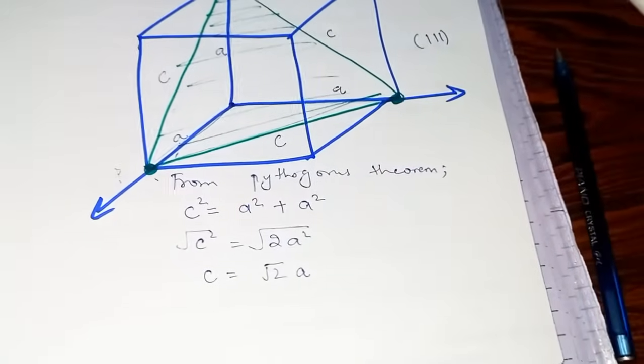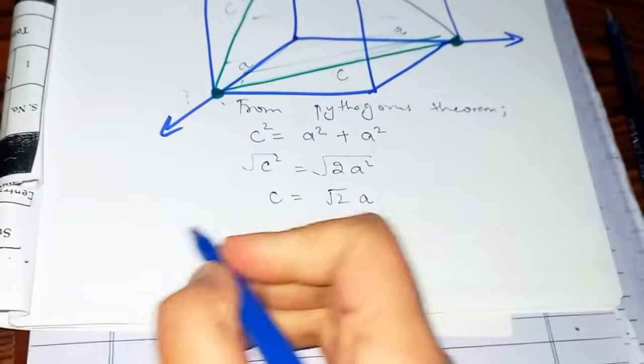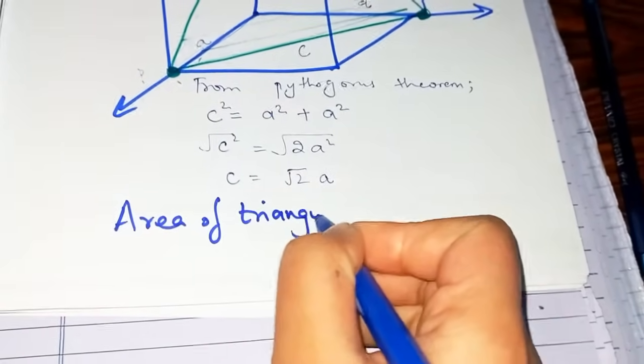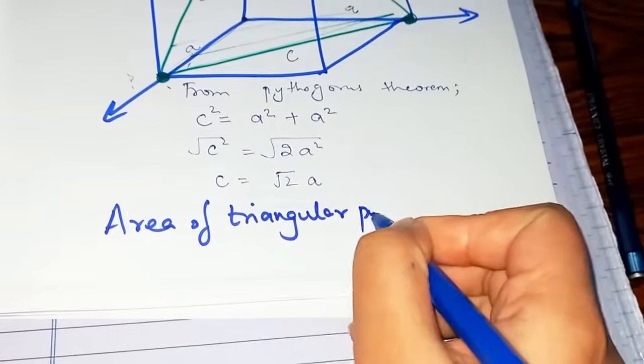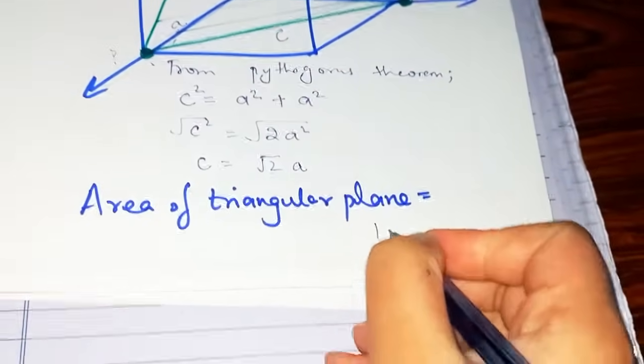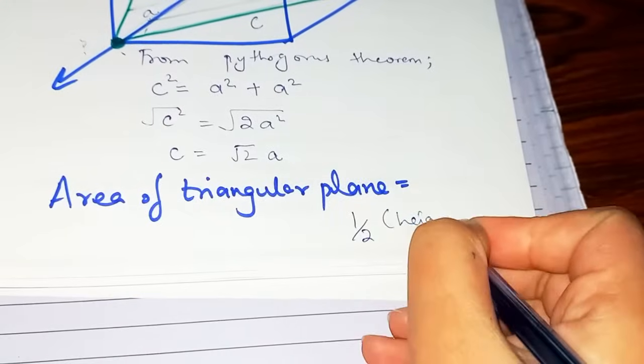Now let's see what formula we use to calculate the area of the plane. Area of a triangular plane equals 1/2 times height times base.